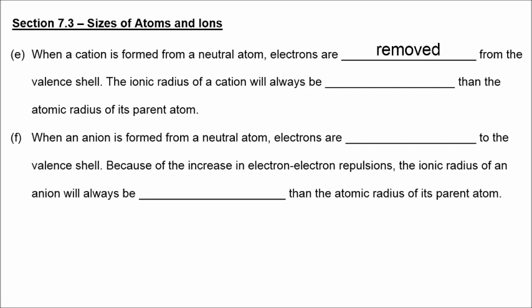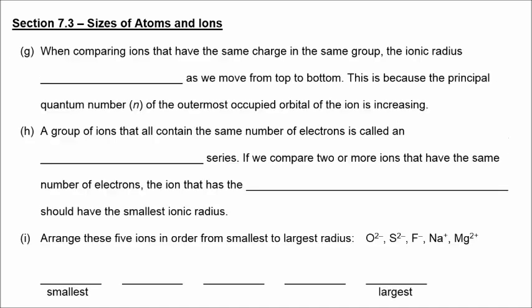All right, still in section 7.3, part E, when a cation is formed from a neutral atom, electrons are removed from the valence shell. The ionic radius of a cation will always be smaller than the atomic radius of its parent atom. On the other hand, when an anion is formed from a neutral atom, electrons are added to the valence shell. And because of the increase in electron-electron repulsions, the ionic radius of an anion will always be larger than the atomic radius of its parent atom.